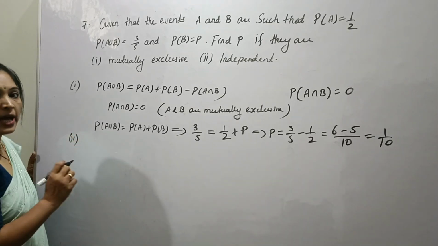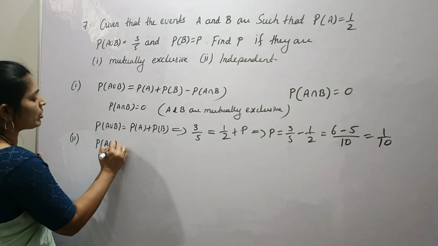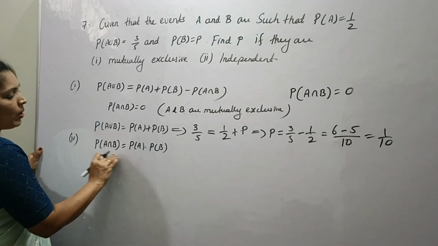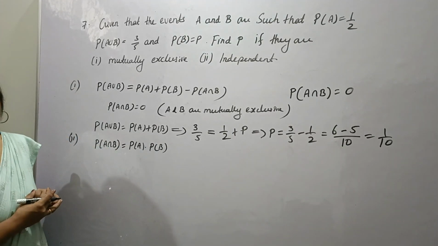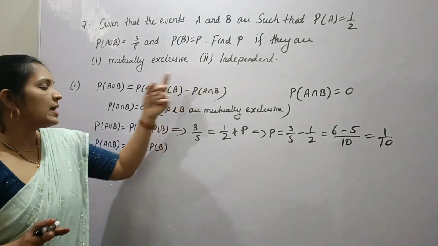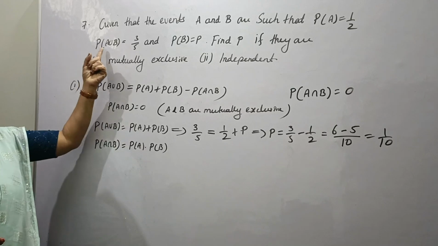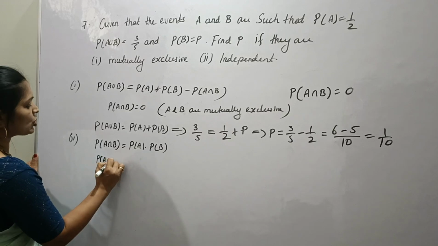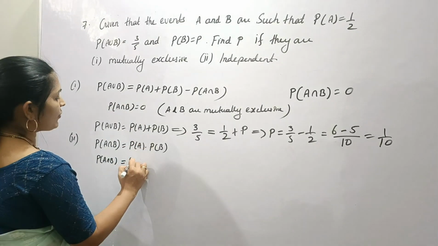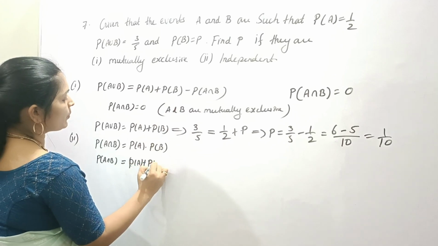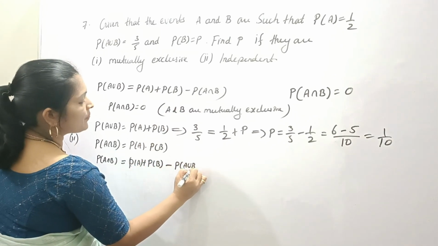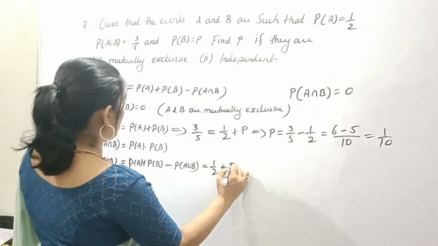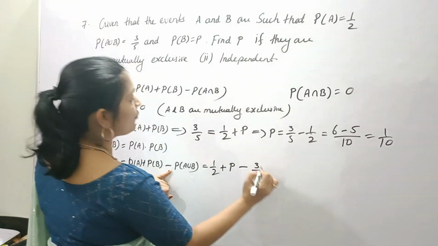We know that if A and B are independent events, probability of A intersection B is equal to probability of A into probability of B. Now, we need to find the probability of A intersection B. It is given probability of A union B. So, from this formula, probability of A intersection B is equal to probability of A plus probability of B minus probability of A union B. That is equal to probability of A, 1 by 2, plus P minus 3 by 5.